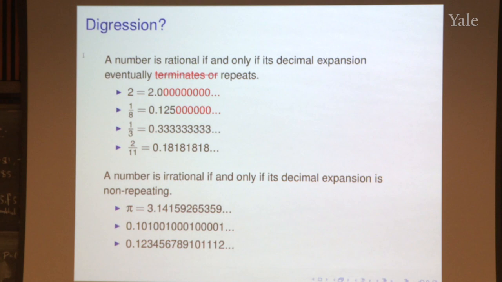There are also less random-looking examples of irrational numbers. So this number here: 1, 0, 1, 0, 0, 1, 0, 0, 0, 1, 0, 0, 0, with more zeros each time. This is also irrational, even though it's clearly very ordered. But it never repeats because I'm always adding more zeros in between each of the ones. Another example: 1, 2, 3, 4, 5, 6, 7, 8, 9, 10, 11, 12, 13, 14, and so on and so forth. Also irrational. Of course, there are many, many more examples.